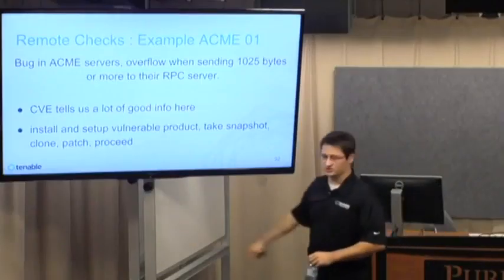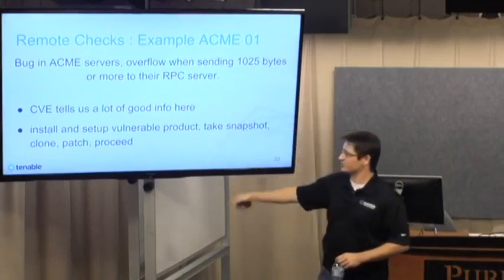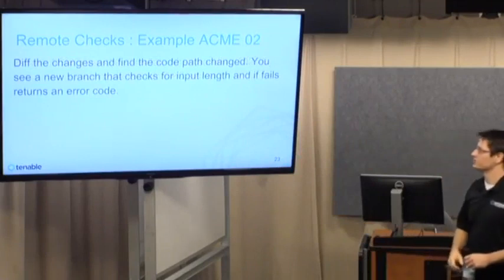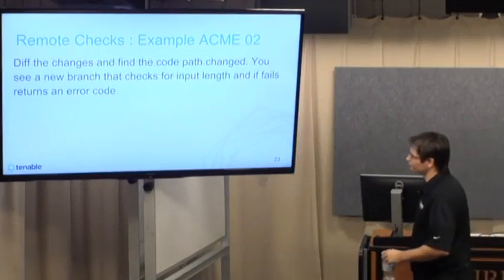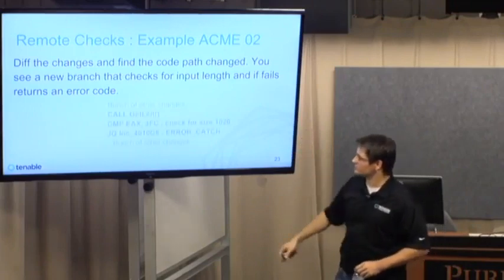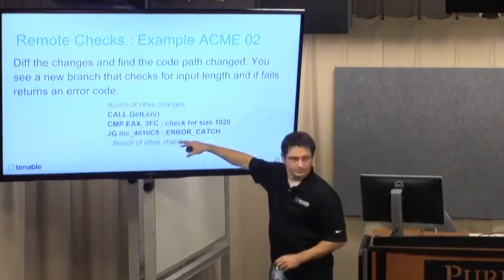So what we do is we install it, take a snapshot, clone it, get everything set up from that, and do our research that we need to. So we diff the changes in the code path. You see a new branch, the input link, if it fails to return an error code. So basically, this is what we see changed.